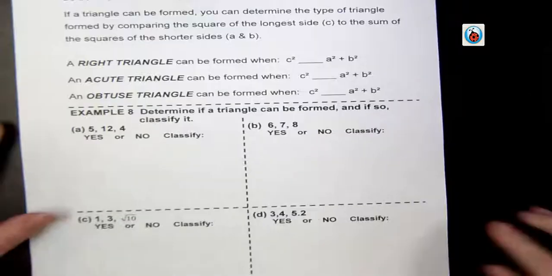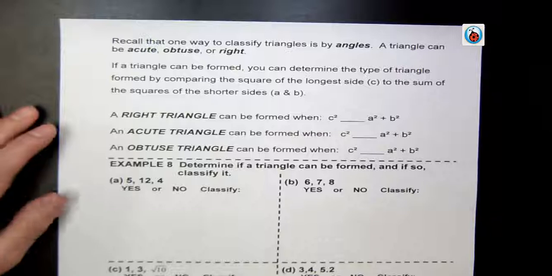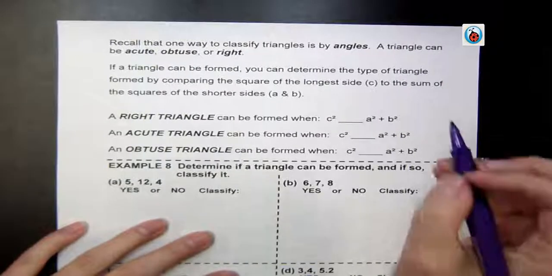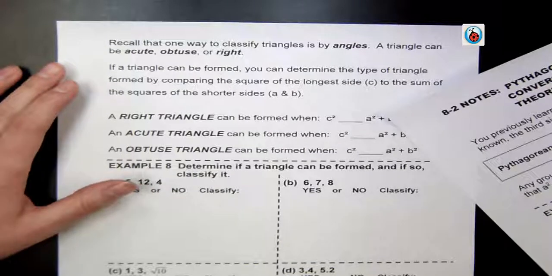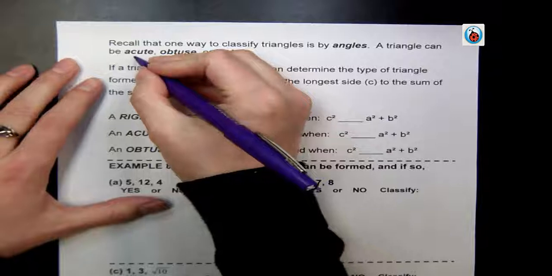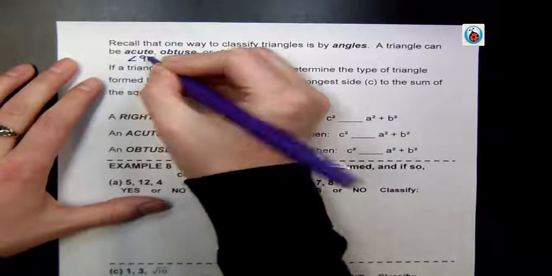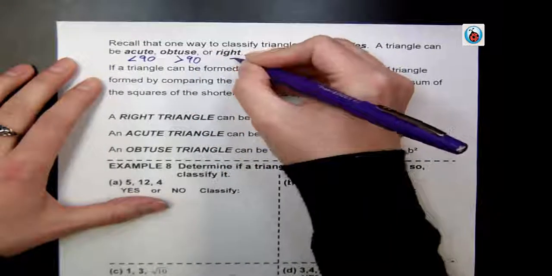Alright, and turn to your next page, which is the last page of notes for this packet. And so this is going a step farther, classifying our triangles by acute, obtuse, and right. And so an acute angle, if you'll remember, is less than 90. An obtuse angle is greater than 90, and a right angle equals 90.